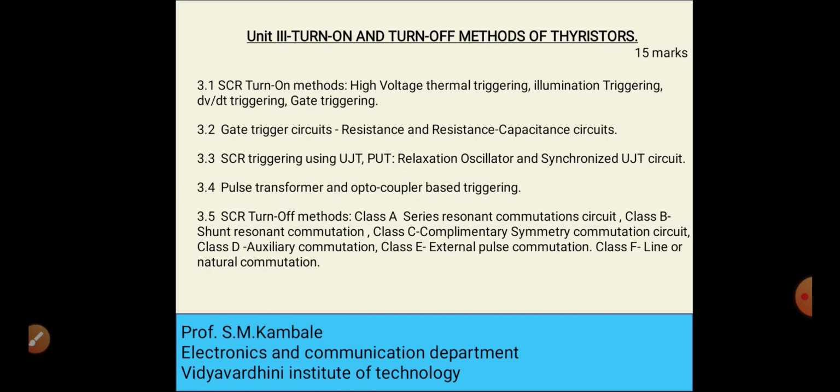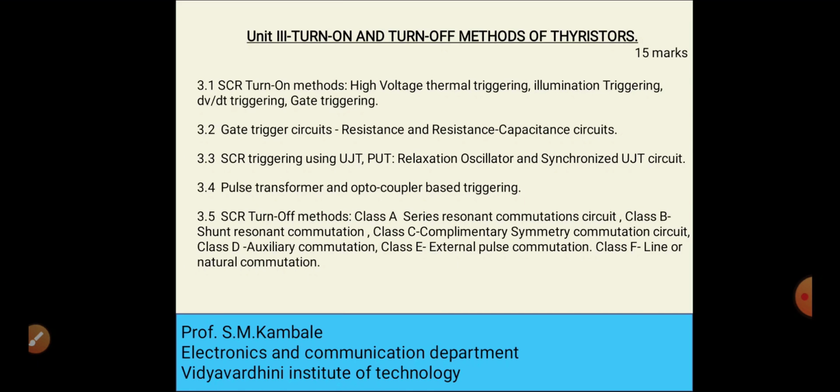And last is the SCR turn off methods, which is nothing but the commutation methods in which we will turn off the SCR. Commutation methods are also divided into two types: one is natural commutation and second is forced commutation. Natural commutation is one in which the source is AC, alternating current. Forced commutation is used when the source is DC, direct current.